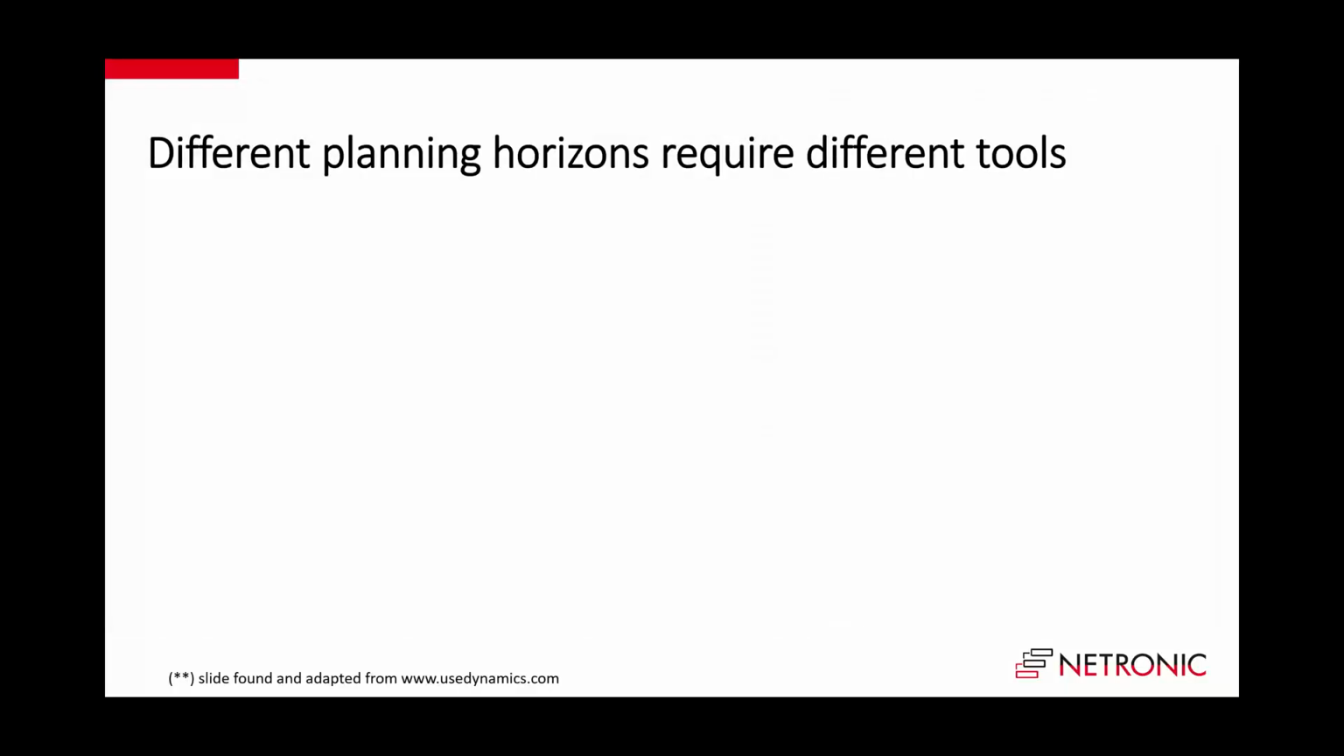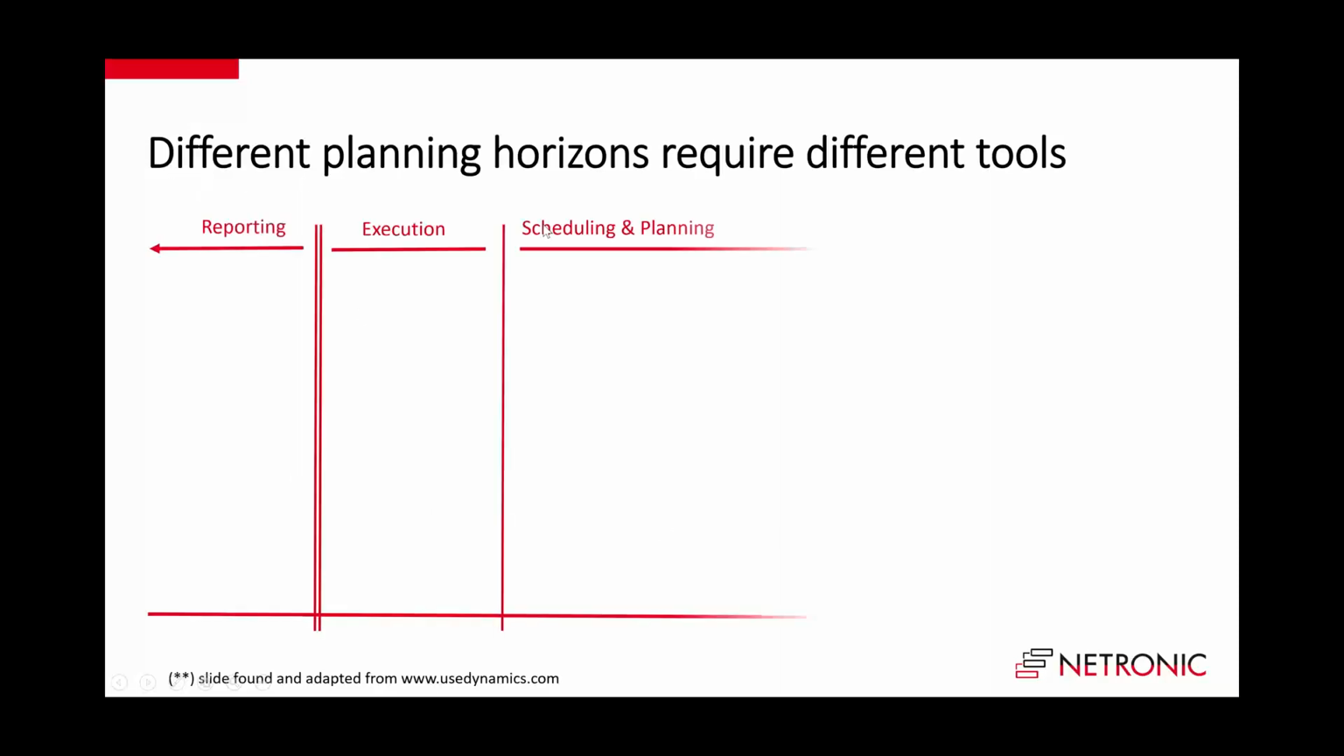And what many people overlook, and typically also most of the customers overlook, is that when it comes to planning, or when it comes to looking at production data, there are different planning horizons, and these horizons require different tools. I will use a graph that I found at www.usedynamics.com. This is a really great page with a lot of tutorial videos about Business Central, and I found the slide there and adapted it while I was learning about different planning horizons.